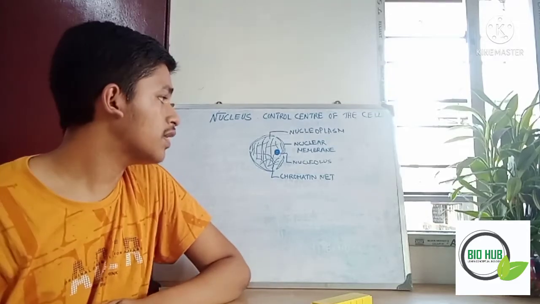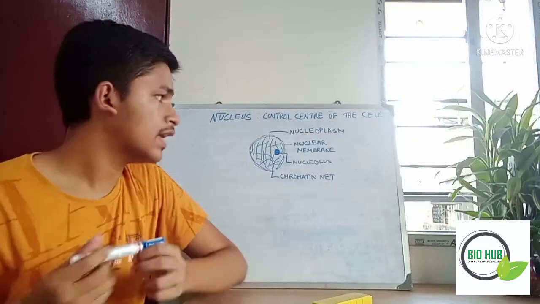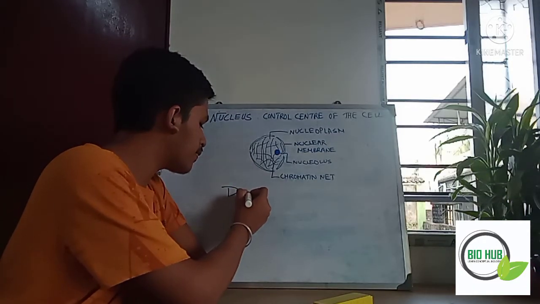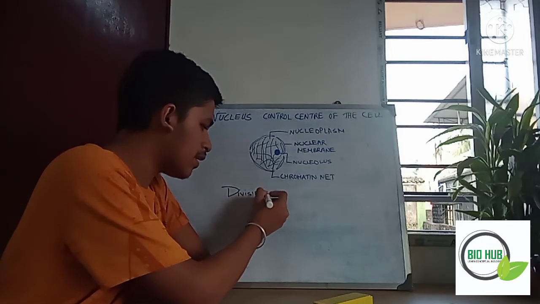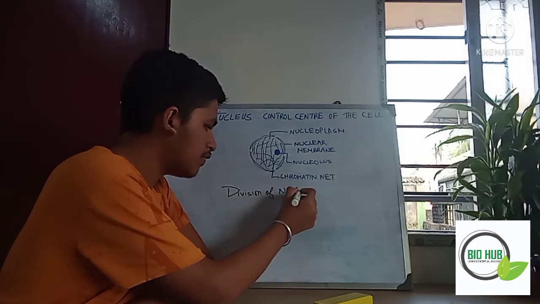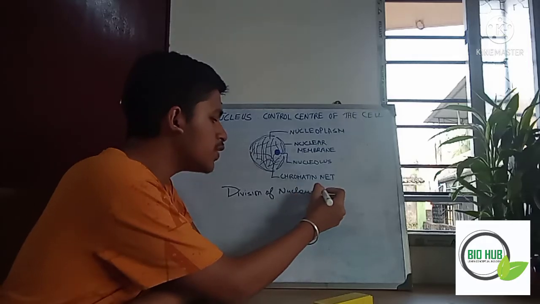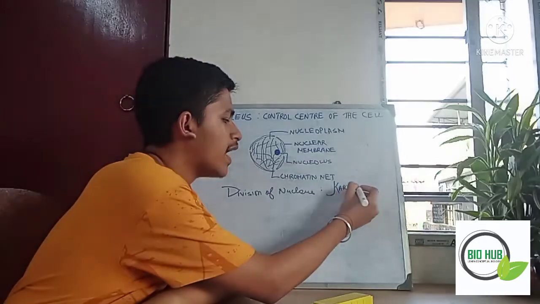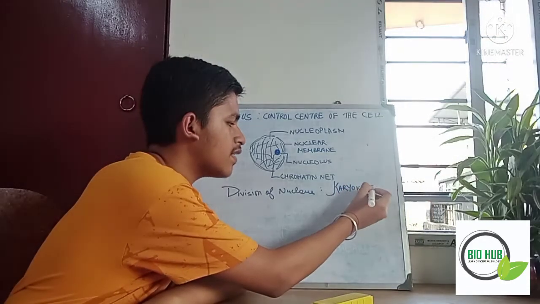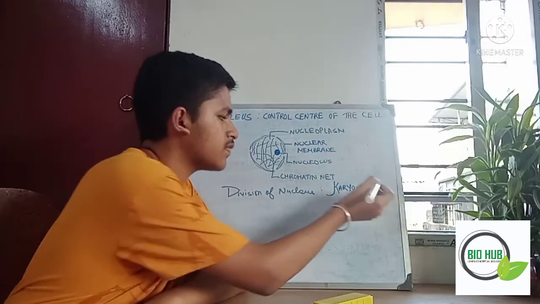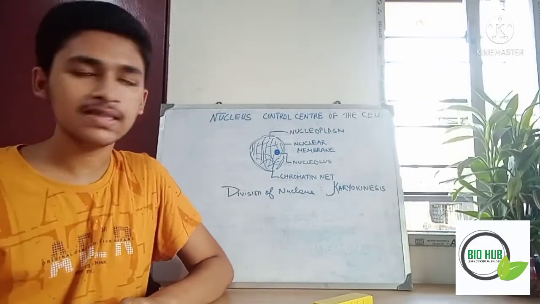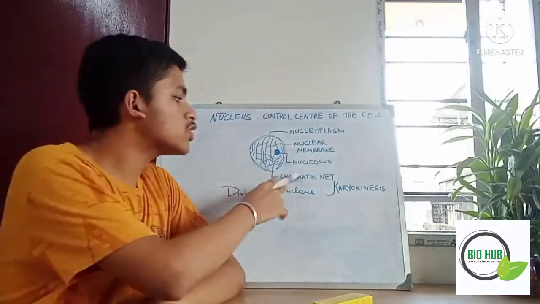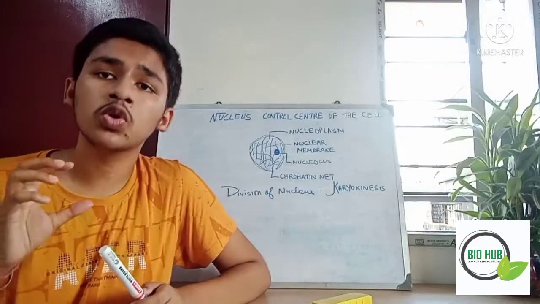Now what is there in the nucleus? When the nucleus divides, though it is not in your syllabus, I am giving you extra information. Division of the nucleus is known as karyokinesis. These things we learn in higher classes. Whenever the nucleus divides, these chromatin fibers form chromosomes.